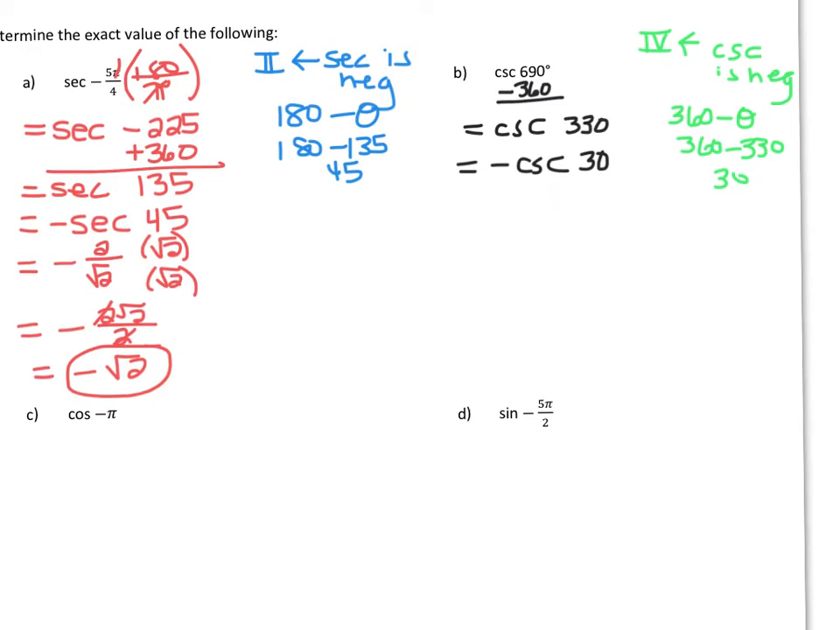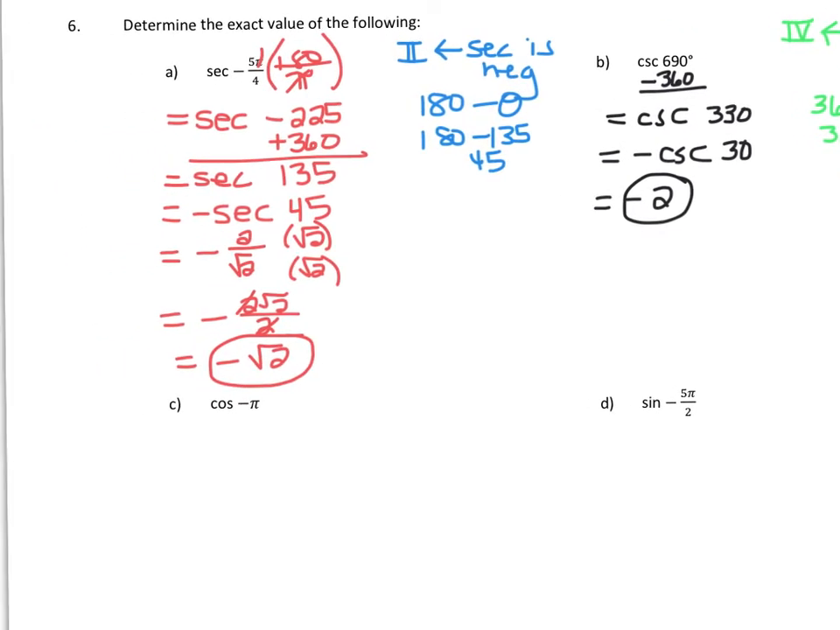All right, so let's bring down the negative. And since cosecant is the reciprocal of sine, let's think about what sine of 30 is. Well, sine of 30 is 1/2. So if we flip that upside down, it would be 2 over 1, which is just 2. So that's it. That's our answer for letter B.